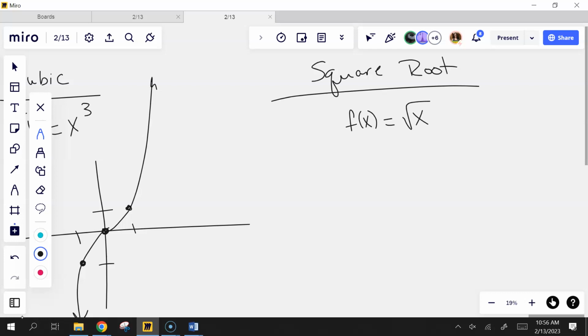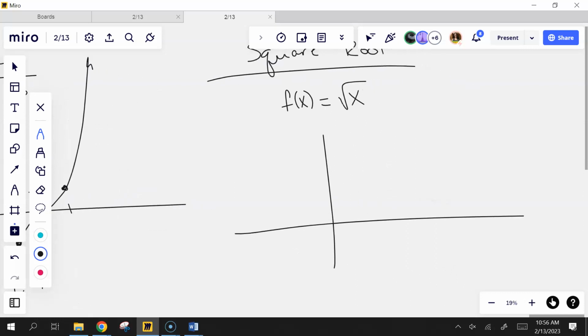This is actually half of a parabola on its side. If you were to take the parabola and lay it over and take the bottom half off, that's what the square root graph would look like. Remember, what can I never put in a square root? A negative. So there are no negative x values on here. So I start with (0, 0). And what's the square root of 1?